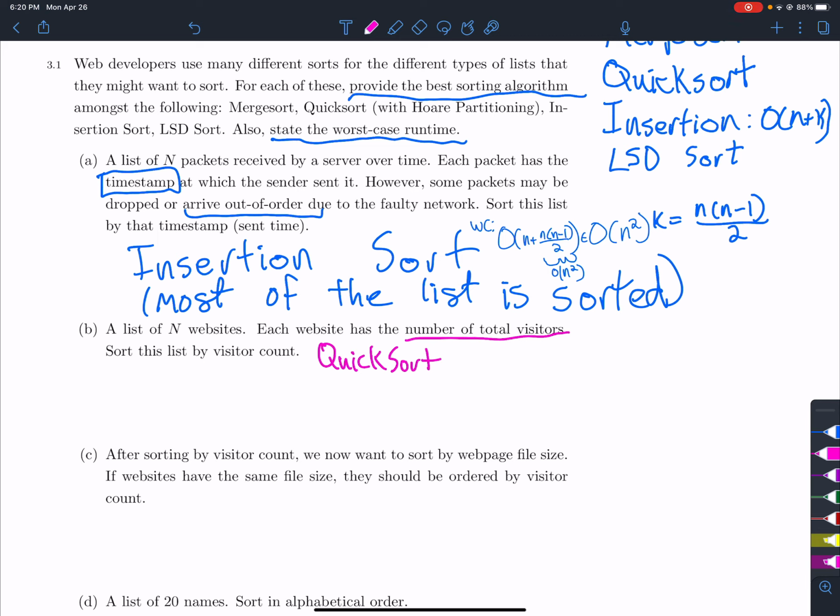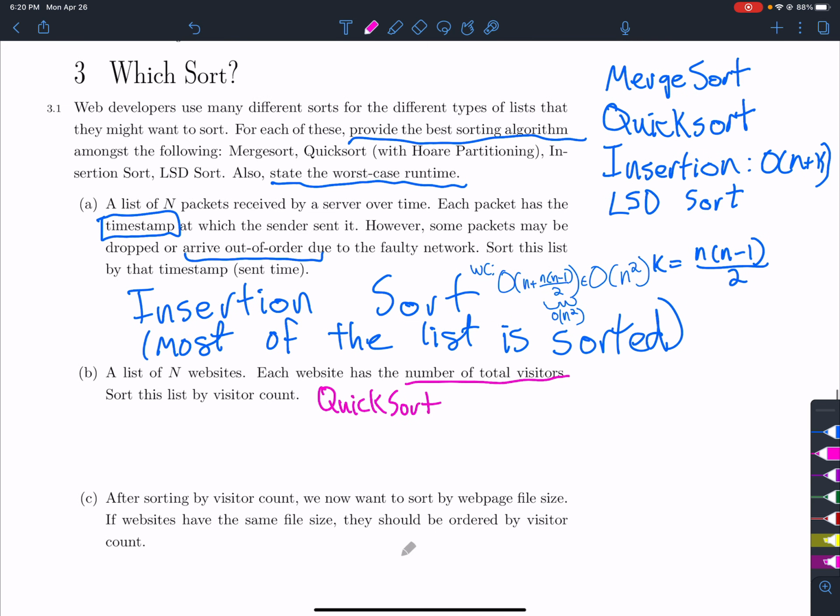In terms of stability, you don't explicitly need stability here, so there's really no need to use merge sort. In terms of insertion sort, you could have a lot of inversions here, so that wouldn't be the best, as you wouldn't want n squared runtime.